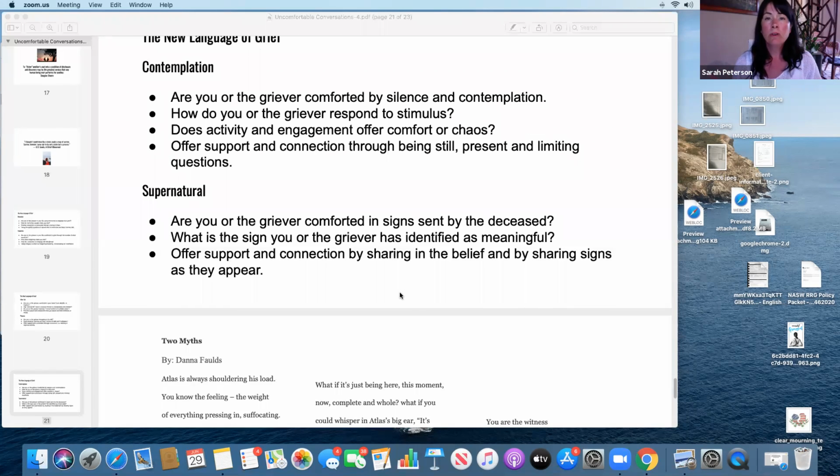Supernatural: are you or the griever comforted in signs sent by the deceased? What is the sign you or your griever has identified as meaningful? And you can offer support and connection or ask for what you need by sharing in the belief.